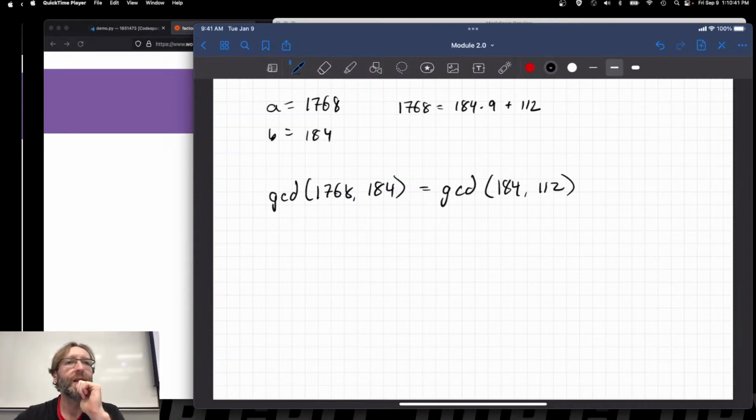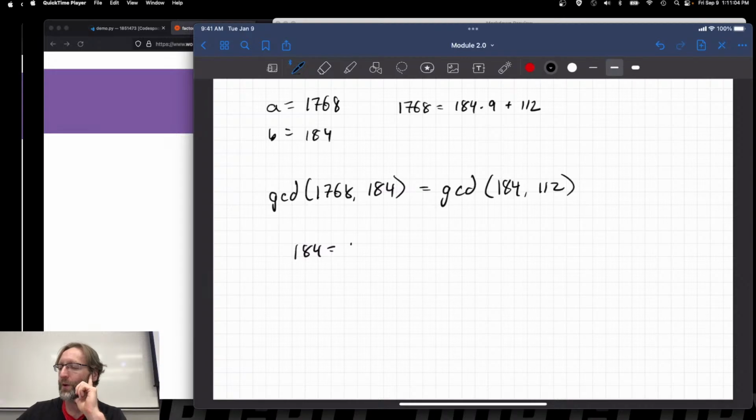What did I do? I divided the problem down into a smaller problem. Right? I've got a big number and another big number, let's say. Right? I had to retain one of those numbers, but that big number is now a smaller number. Well, guess what? I can continue.